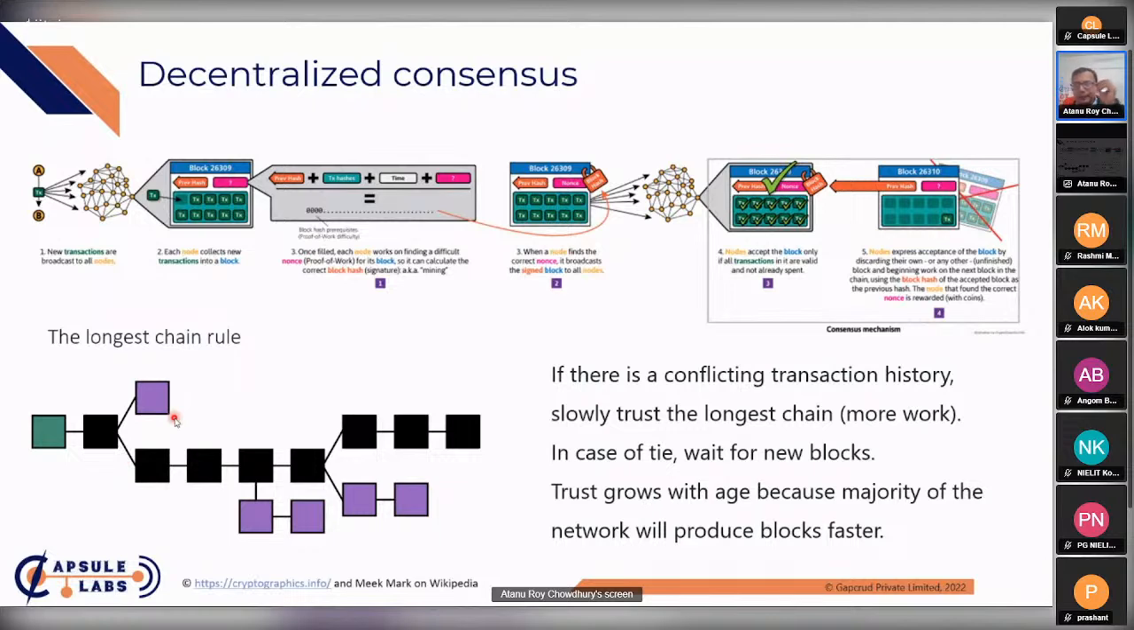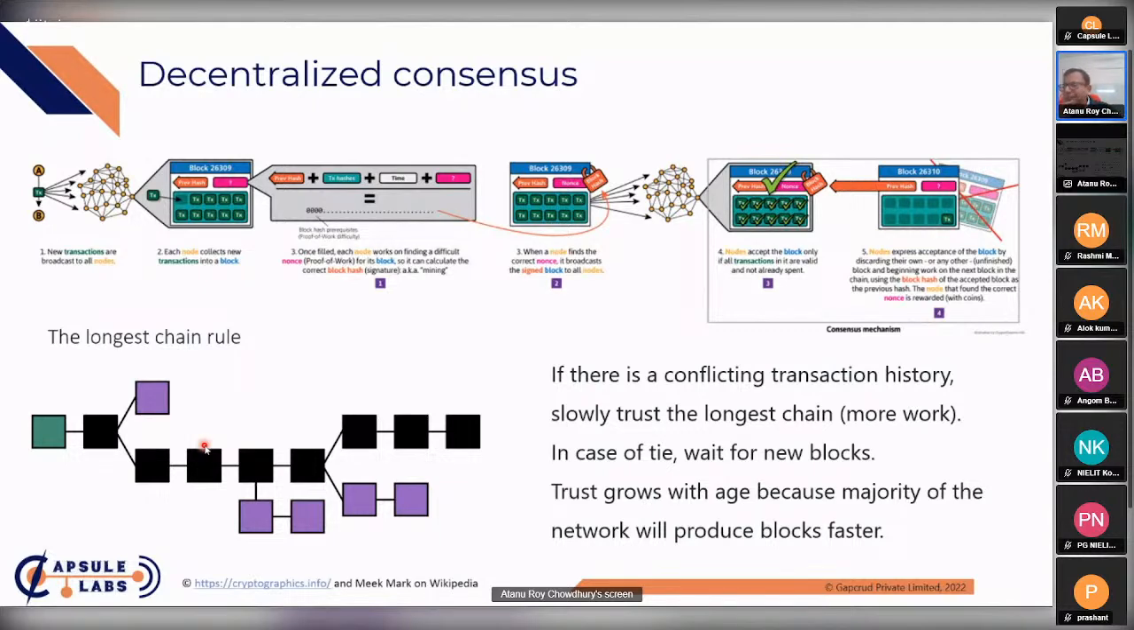Now, even in this case, in case of a tie, we just wait for new blocks and let them age, because the more it ages, the more difficult it would be for an adversary to create a block that has also got its back references correct. Typically, the trust grows with age because the majority of the nodes will produce blocks faster.